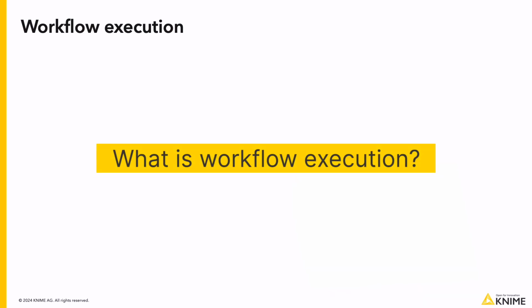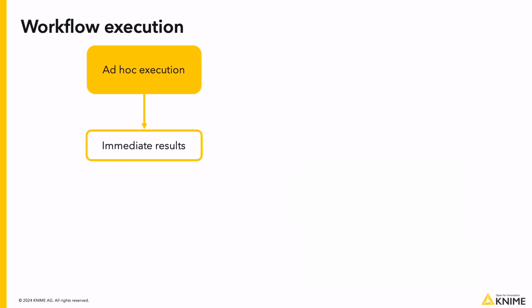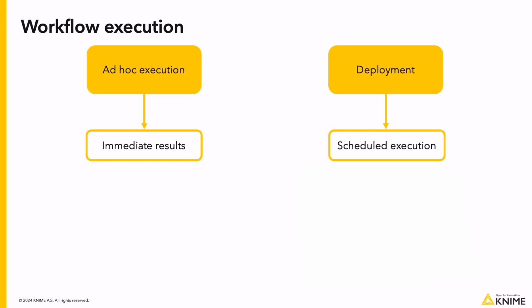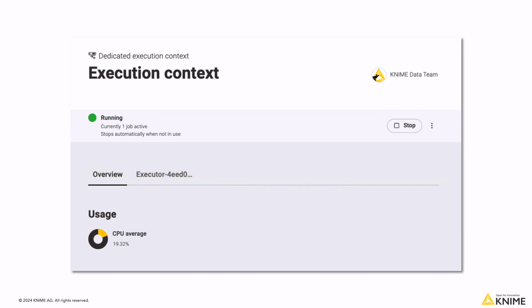What is workflow execution? Executing a workflow means that you either run it ad hoc to see the results immediately or deploy it. You can deploy your workflow by, for example, scheduling it to run on a recurring basis to automate your work. The first thing to do if you want to use the execution capabilities of KNIME Community Hub is enabling the execution context.